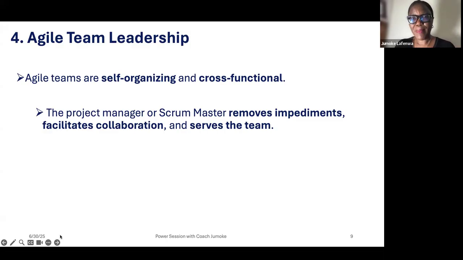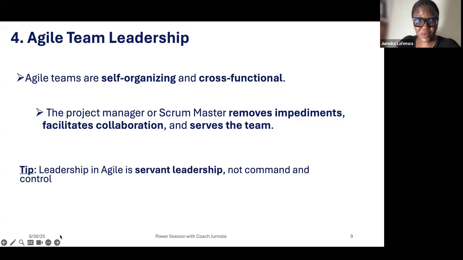And also to facilitate the ceremonies, like the stand-up, review meeting, retrospective meeting. That is what you will be doing as a Scrum Master or the project manager. You also facilitate collaboration and you serve the team. You are a servant to your team. So if you have someone that loves power, the person will struggle being a Scrum Master or a project manager in Agile environment. So you need to master this, okay?